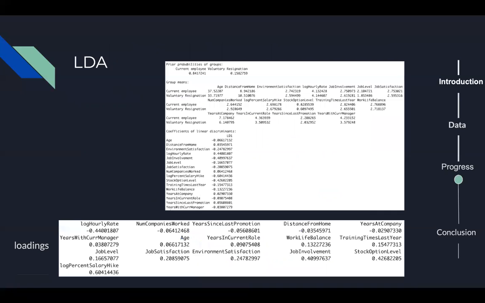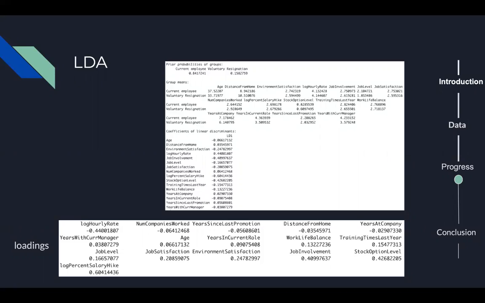So next, Serena is going to continue. After applying PCA to our datasets, I used another dimension reduction technique, LDA. Looking at the output, we can clearly see current employees are about 84%, and the rest are voluntary resignations. The group means are the means in each group of the independent variables, which LDA is trying to separate.